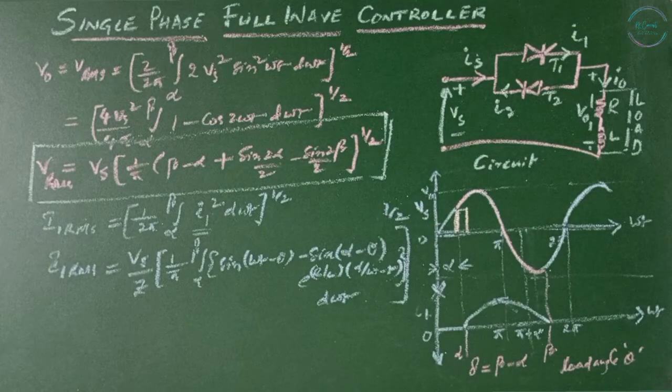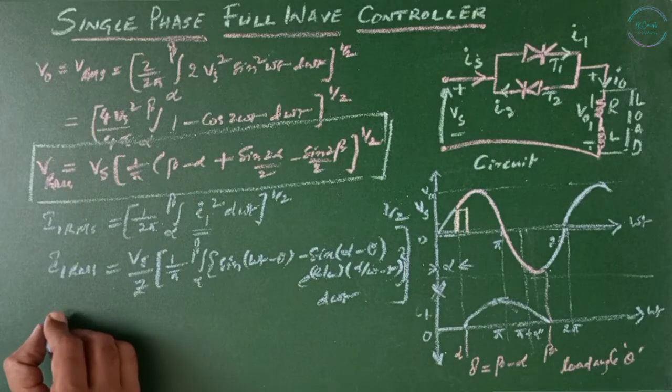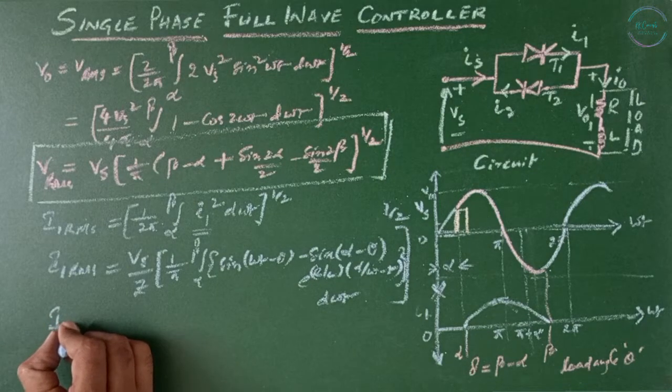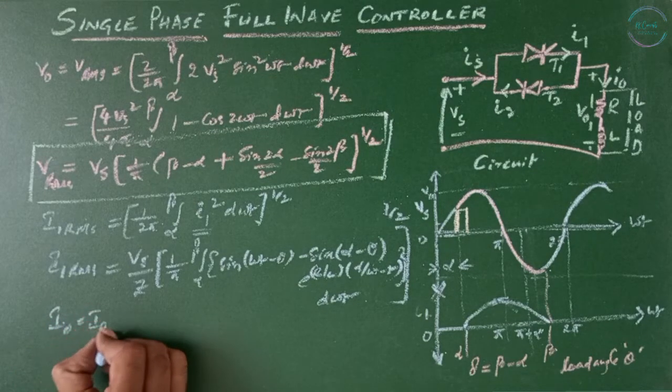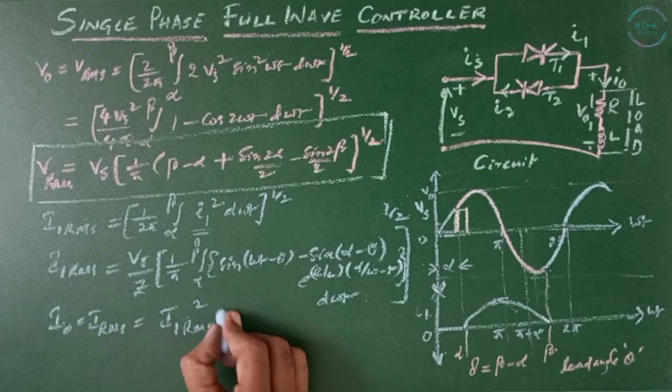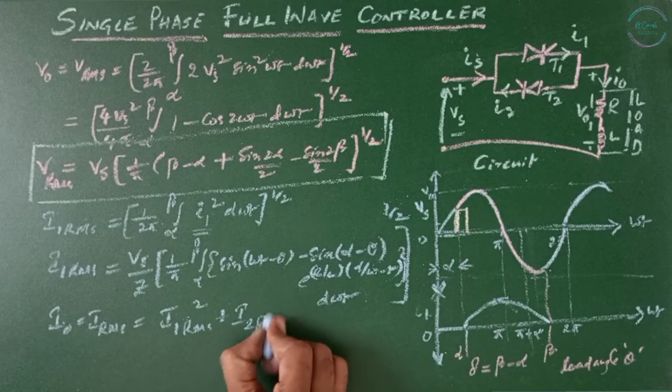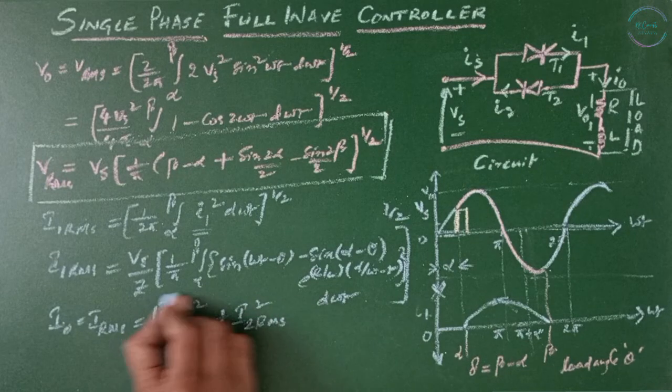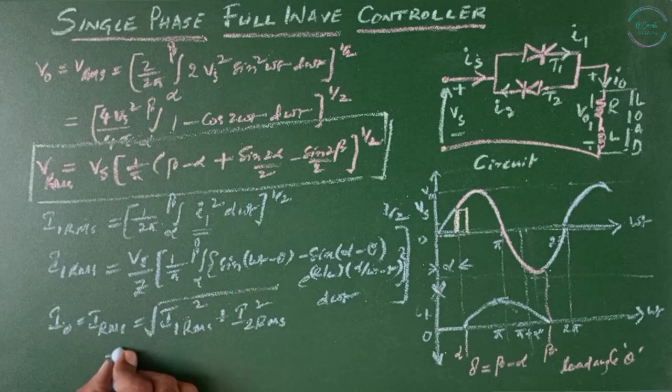RMS output current can be found by combining the RMS currents of thyristors 1 and 2. So I naught, which equals I RMS, equals the square root of I1 RMS square plus I2 RMS square, which is approximately root 2 times I1 RMS.